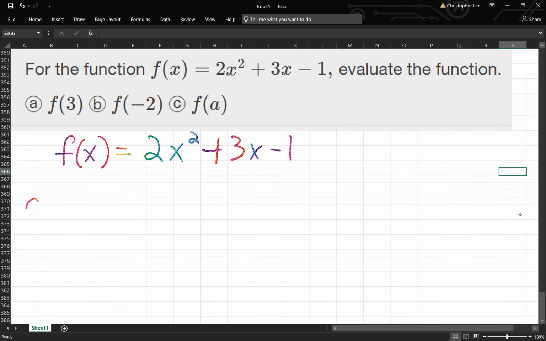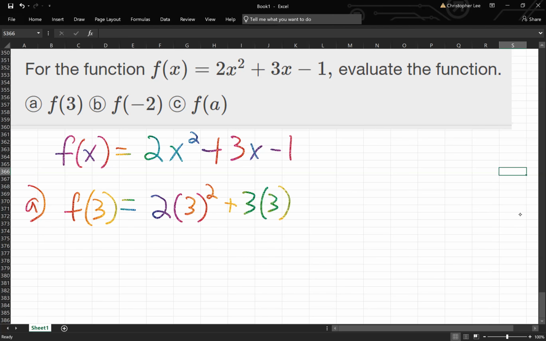I'm trying to do a now. A wants to know what is f of 3. Everywhere you see x, I'm going to plug in a 3. That's all I'm doing. So this is going to become 2 times 3 squared plus 3 times 3 minus 1. After that, just do the math the way you know how to do it. This is 2 times 3 squared, I think is 9, plus 3 times 3, minus 1.